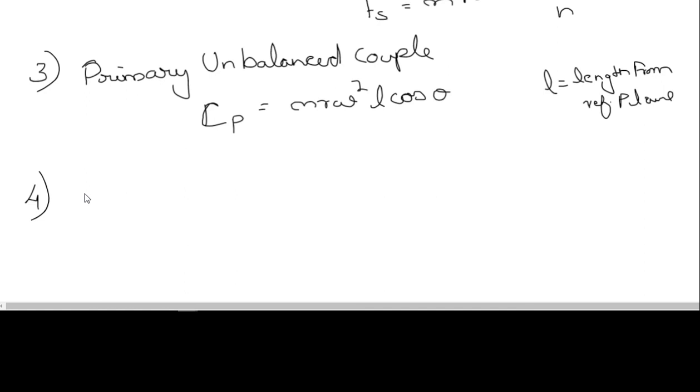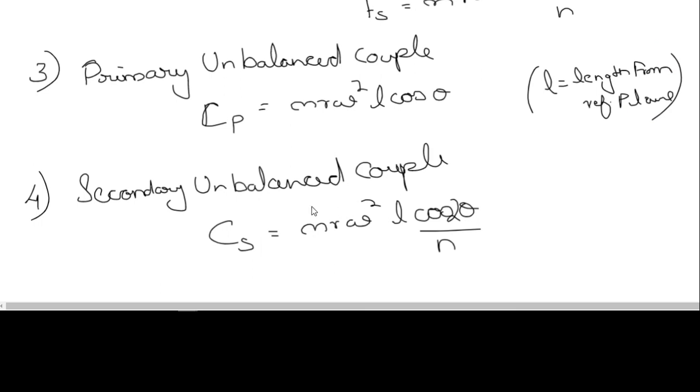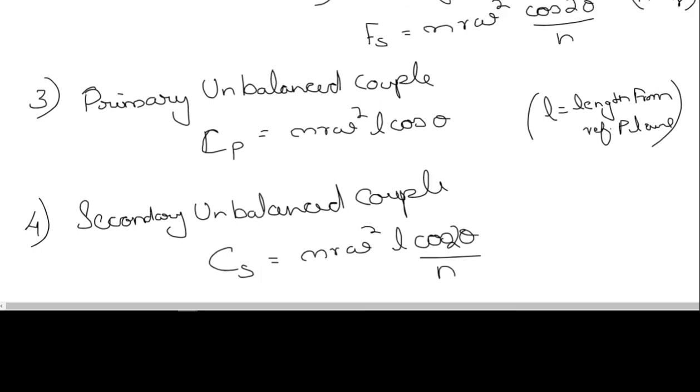And the fourth one will be the secondary unbalanced couple. The secondary unbalanced couple will be nothing but CS, again couple C and S for secondary, m r omega square cos 2 theta divided by n, and an L for that length from the reference plane. So we need to balance all these four in order to get a complete balance.